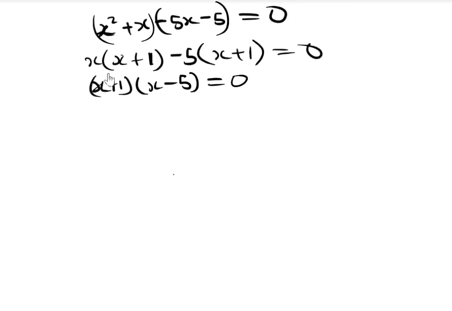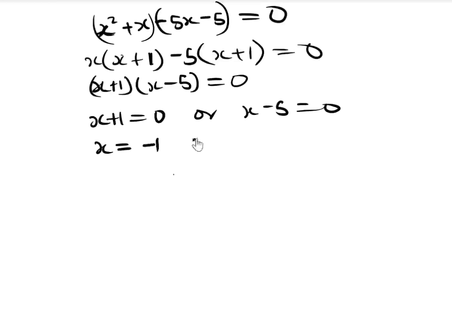To find the value of x, we can say x plus 1 is equal to 0, and or x minus 5 is equal to 0. If we make x the subject of the formula, x will be equal to minus 1, or x will be equal to plus 5, and x is minus 1 or plus 5.